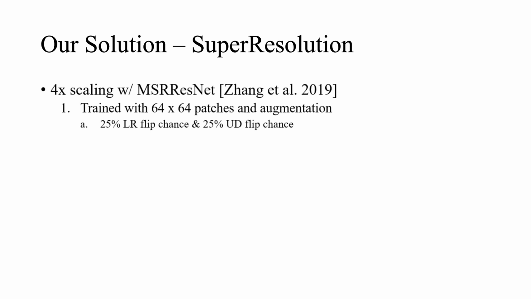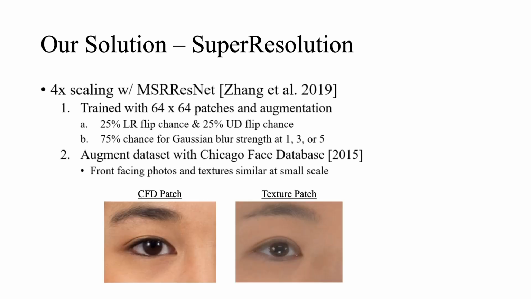The patches have a 25% chance to be left-right flipped and a 25% chance to be up-down flipped. There is then a 75% chance to add Gaussian blur to the patch so that it may work better on generated textures. Along with simple image augmentation, we include dataset augmentation by utilizing the Chicago Face database. The photographs in this database are all uniformly taken, front-facing photos. Therefore, we can take patches from these images as well, because front-facing photos and face textures are not so different at small scale, as shown below.